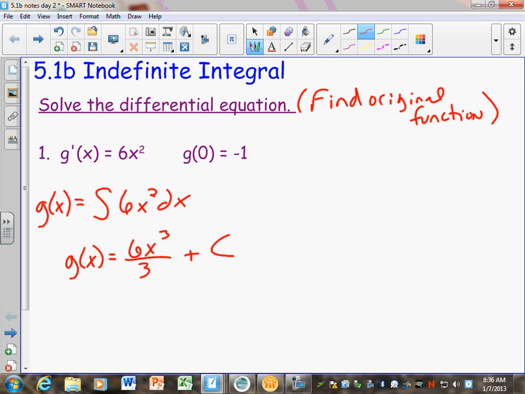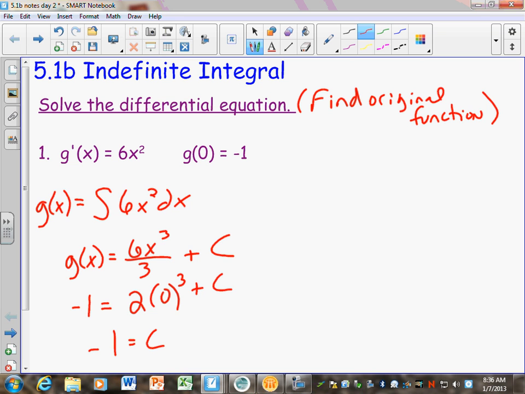That's my last step. So g of 0 equals -1, so I could say -1 equals 6 divided by 3 is 2 times 0 to the third plus c. And that's just -1, right? They don't always work out so nicely, but lots of times they give you 0. We call this an initial value problem because they give you what it is at 0, which is like the initial place that it starts.